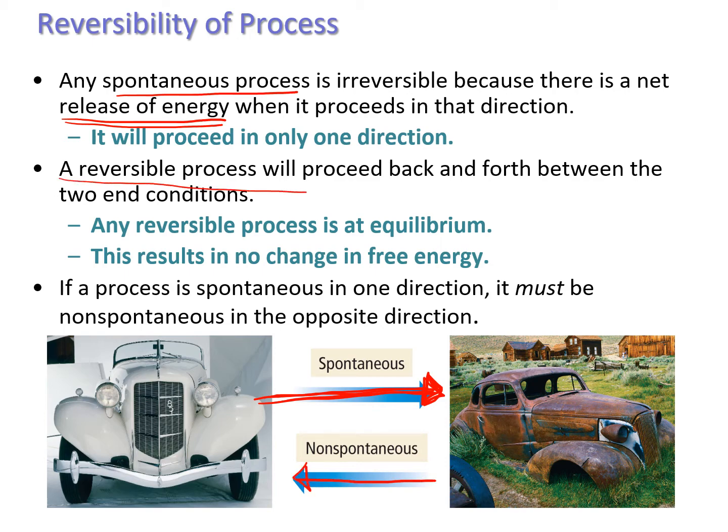So a reversible process will proceed back and forth. This is whenever we have something at equilibrium, so we learned about this already. But for these spontaneous reactions, we only have them in one direction. And in order for something to go the other way around, it's going to be non-spontaneous. You're going to have to put some sort of energy into it in order for it to happen.